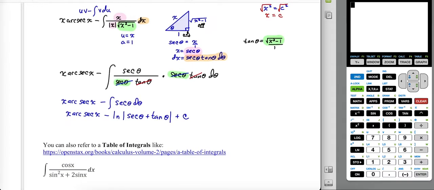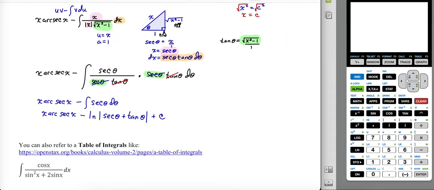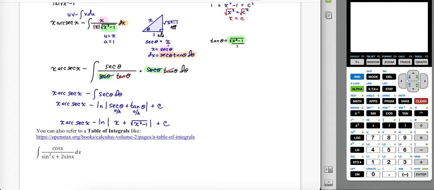And then we just have to pull a secant ratio out of this: hypotenuse over adjacent, and a tangent ratio: opposite over adjacent. So x arc secant of x minus ln of x over 1, which is just x, plus opposite over adjacent, the square root of x squared minus 1 over 1, which is the square root of x squared minus 1, close it up, plus c. And so that would be your antiderivative.